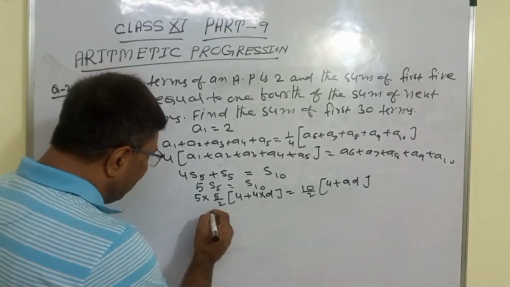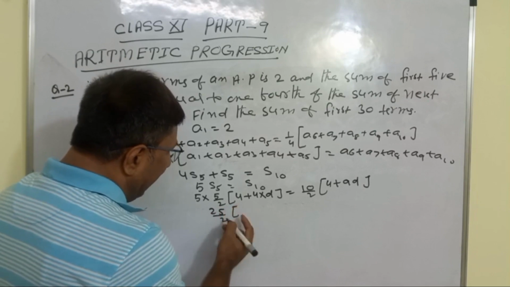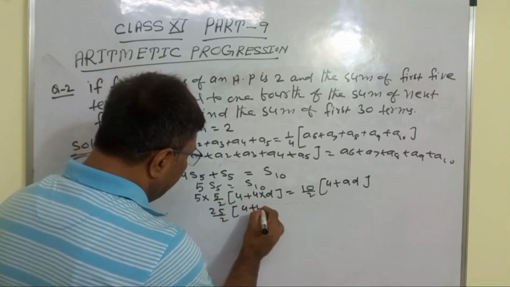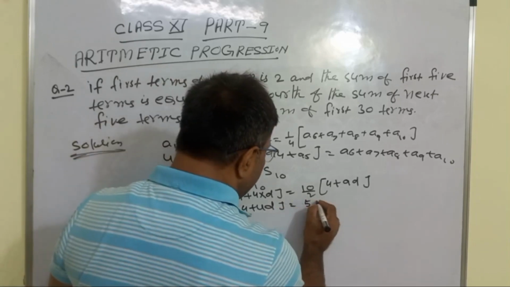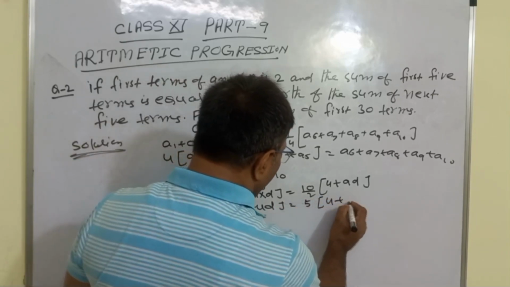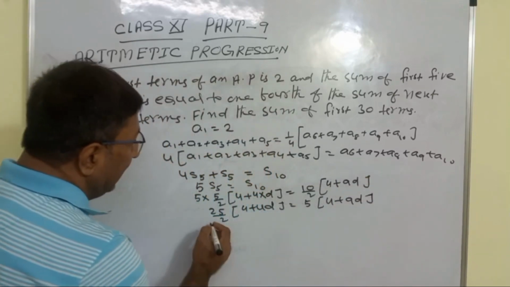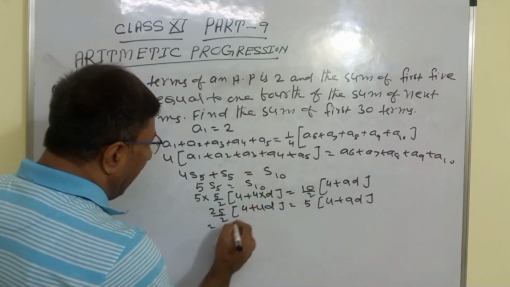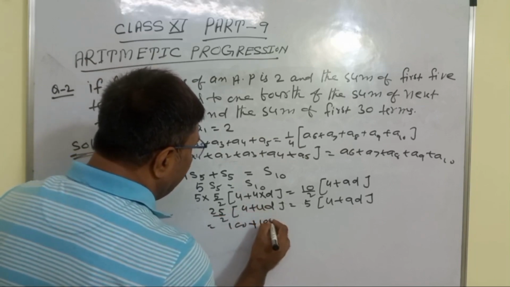Now we can solve this. This is 25 by 2, and here 4 plus 4d. And this side, 2 fives are 10, and this is 4 plus 9d. Right? Now we can write very easily, 25 into 4 is what? 100. 25 into 4 is 100.